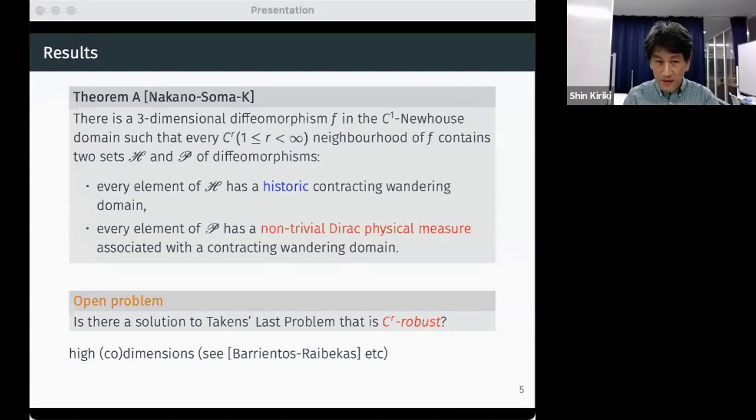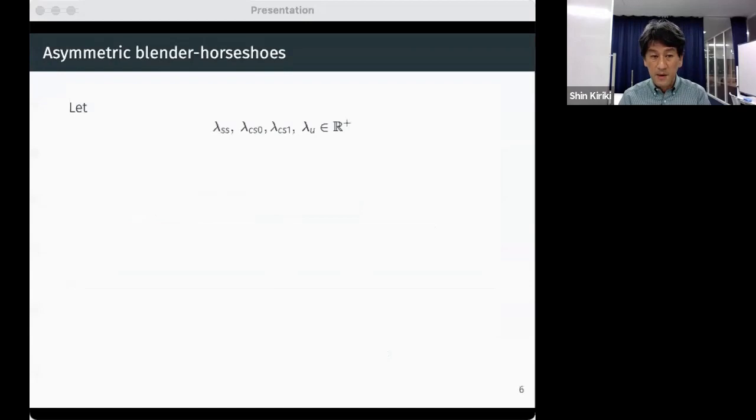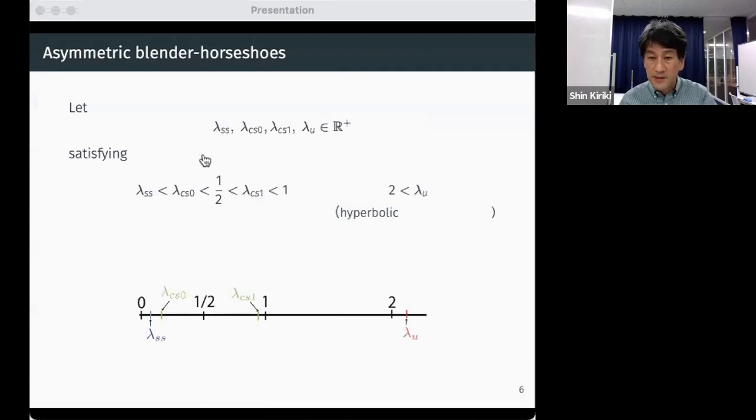Okay, let's continue. Now I will show you how to construct a different prism F of Theorem A. It is constructed using a blender-horseshoe with homoclinic tangency. First, we consider 4 real positive constants: lambda SS, lambda CS0, lambda CS1, and lambda U. The first one, lambda SS, and the last one, lambda U, correspond to the strong stable and unstable eigenvalues for the blender we want.